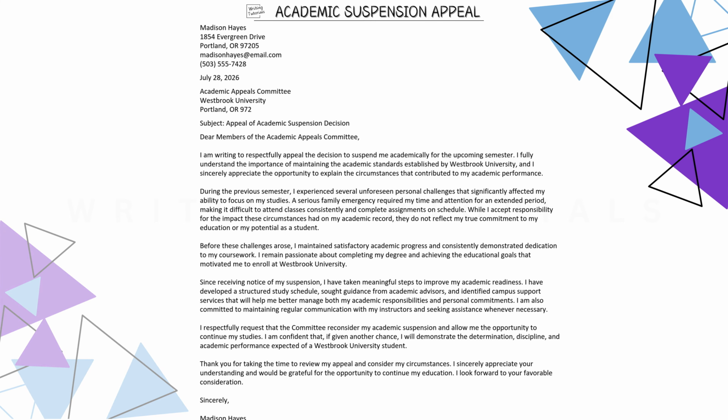Also, be sure to explain exactly what has changed since your academic difficulties occurred. Describe the specific steps you've taken to improve, such as creating a study plan, seeking academic support, improving time management, or addressing the personal issues that affected your performance. Showing a clear plan for future success often makes an appeal much stronger than simply asking for another chance. That brings us to the end of today's tutorial. I hope this step-by-step guide has helped you understand how to write a professional academic suspension appeal letter with confidence.